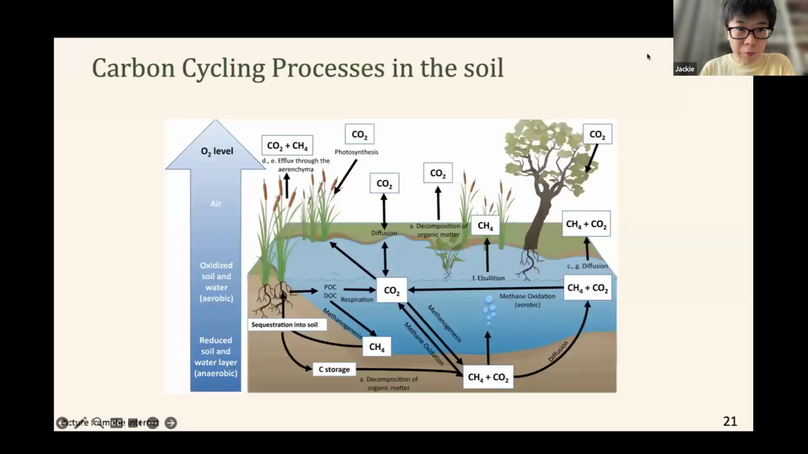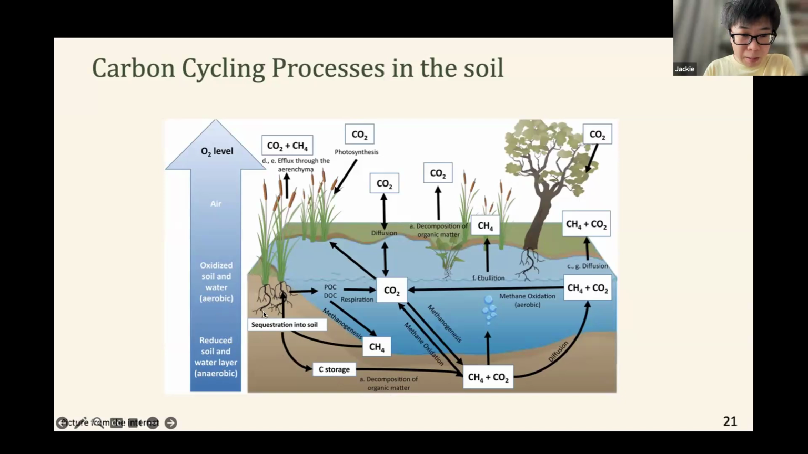So first of all, the major carbon cycling processes in the soil that we are specifically interested in can be described in this figure. As you can see, if you just pay attention to this soil component of this wetland ecosystem, the big arrow represents the oxygen level, right? So we have anaerobic condition, and also we have aerobic condition.